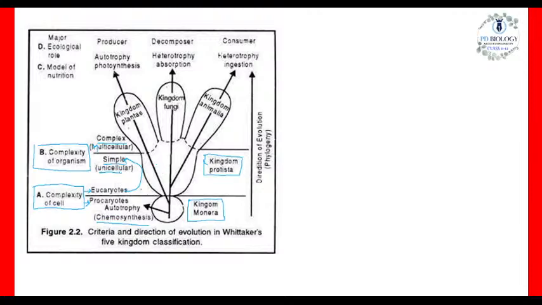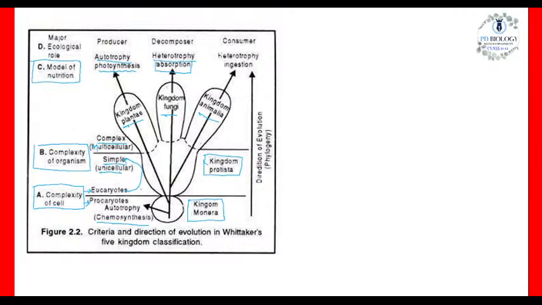Then they are bifurcated into Plantae, Fungi, Animalia. Now the third category of division, that is mode of nutrition. See, the mode of nutrition: plants are autotroph because they are capable of photosynthesis. Fungi are heterotroph, so their mode of nutrition is absorption by their mycelium and hyphae.